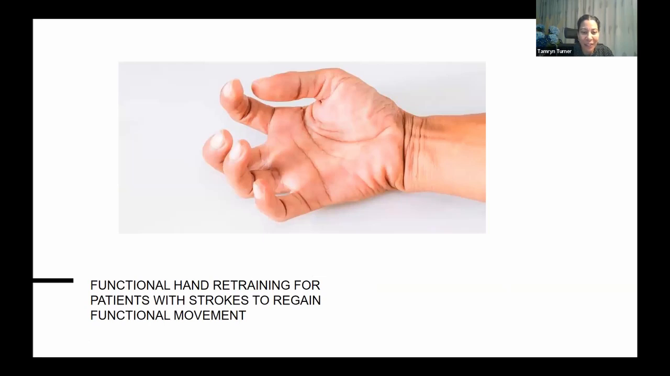Today I'll be presenting on functional hand retraining for patients with strokes to regain functional movement. So my talk is very practical, so I'll be using a lot of videos just to show you how to start to normalize the tone and little tips and tricks that you can use. So I think it's important that as a neuro OT, we would actually start with the trunk and then move our way to the shoulder, to the elbow, to the wrist, and then the hand. But for the purpose of tonight's presentation, I'll just be focusing on the hand.